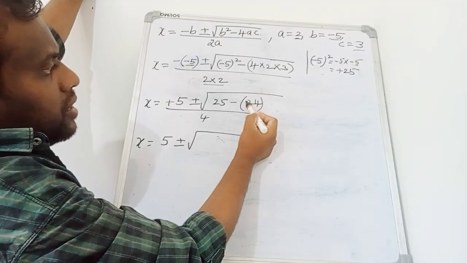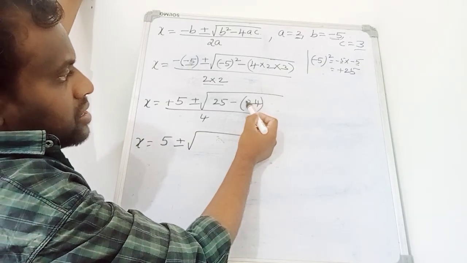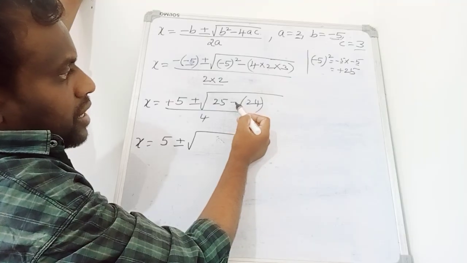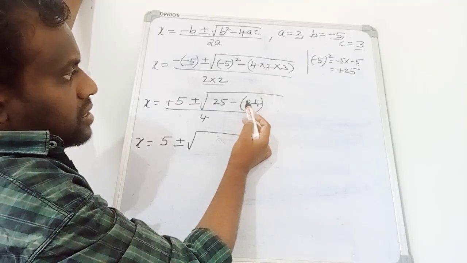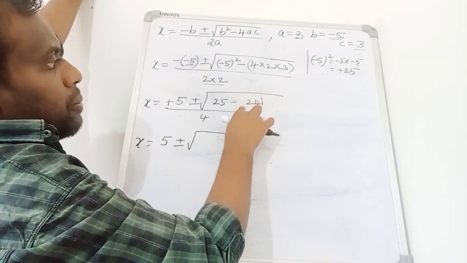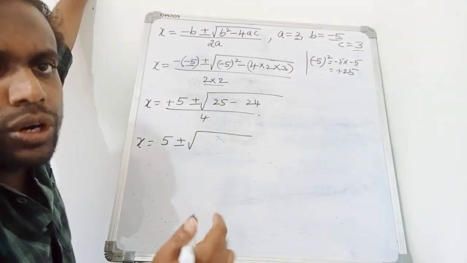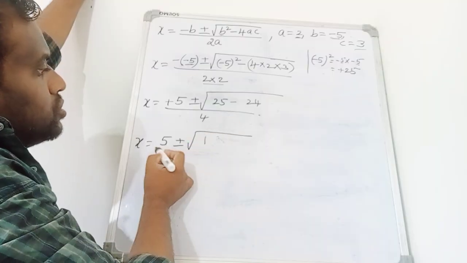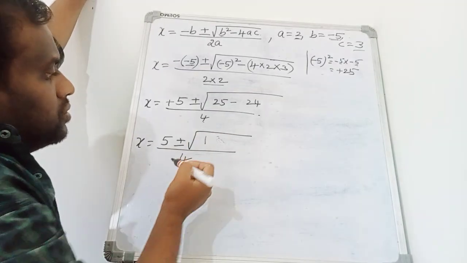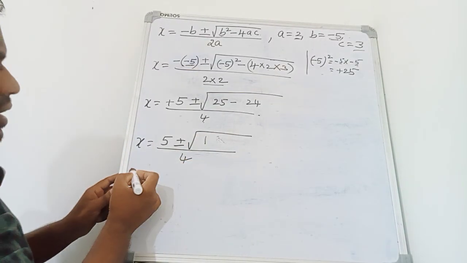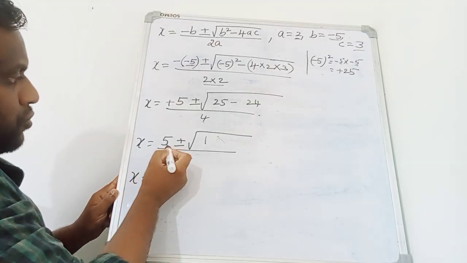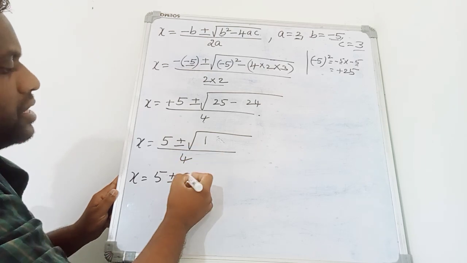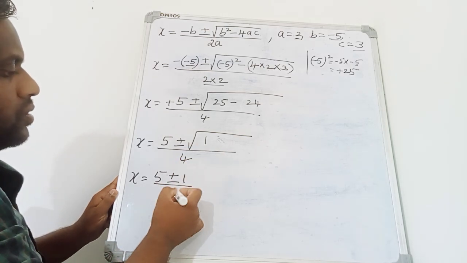If there were a minus sign here, we would have to multiply the minus signs and then simplify, but here the minus sign is not there, so even if you remove the bracket, no problem. So 25 minus 24, how much do you get? 1. Whole divided by 4. Next step, x = (5 ± √1) / 4, and the square root of 1 is 1.